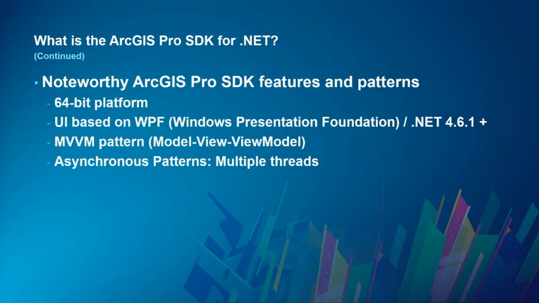Here are some of the key features and patterns of the Pro SDK. It's built for the 64-bit platform. The UI is written using WPF, which stands for Windows Presentation Foundation. The programming pattern used is MVVM, which is the model view view model pattern. ArcGIS Pro is a multi-threaded asynchronous application. So when you extend it using the Pro SDK, you have to work with multiple threads. Wolf is going to cover asynchronous programming patterns in the second half of this session.